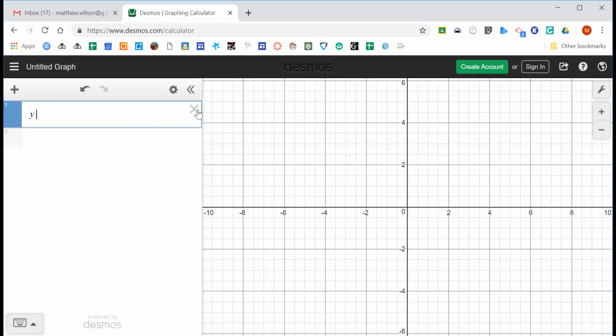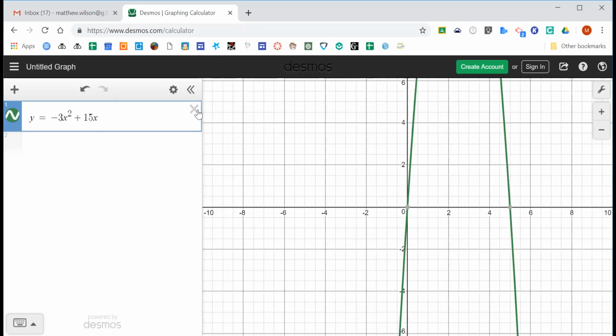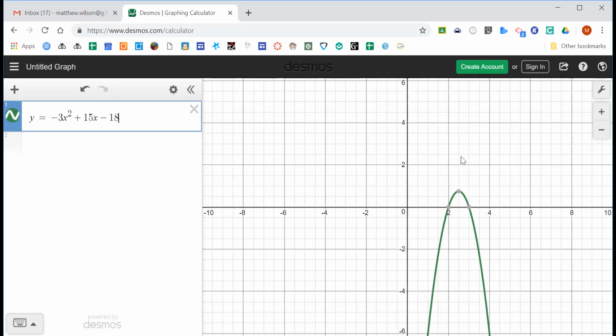and we have y equals -3x to the second power, so that's -3x shift 6 squared plus 15x minus 18. So you can see there's the graph, and if I put my cursor right there at the top, you'll see it's 2.5 and 75 hundredths. That would be your vertex. And notice the 2.5 is what we found as the axis of symmetry.